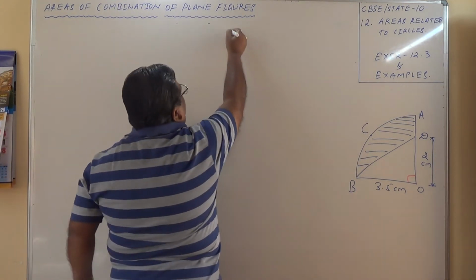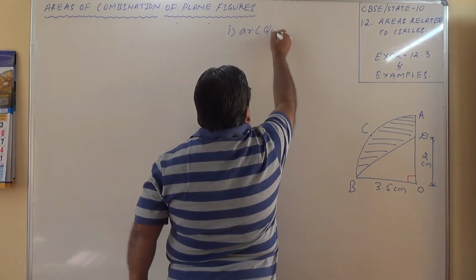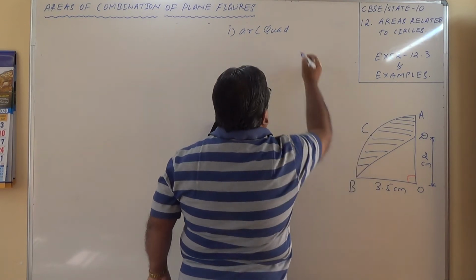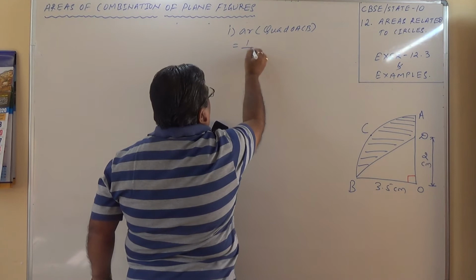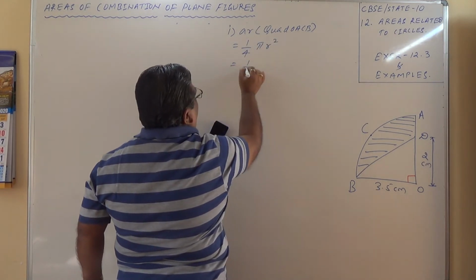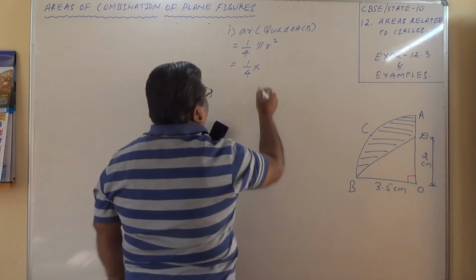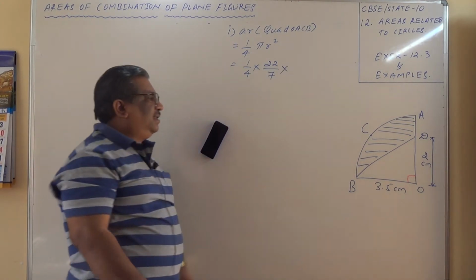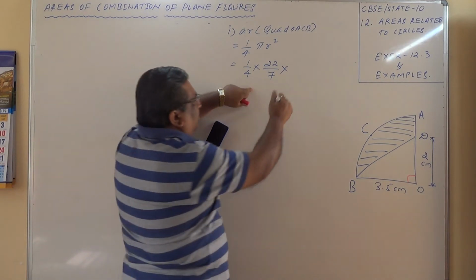First part, area of quadrant OACB is equal to 1/4 pi r square, which is 1/4. What is the value of pi? We have to take 22 by 7 now. 22 by 7 into radius. What is the radius given to us? 3.5 centimeter. 3.5 into 3.5.